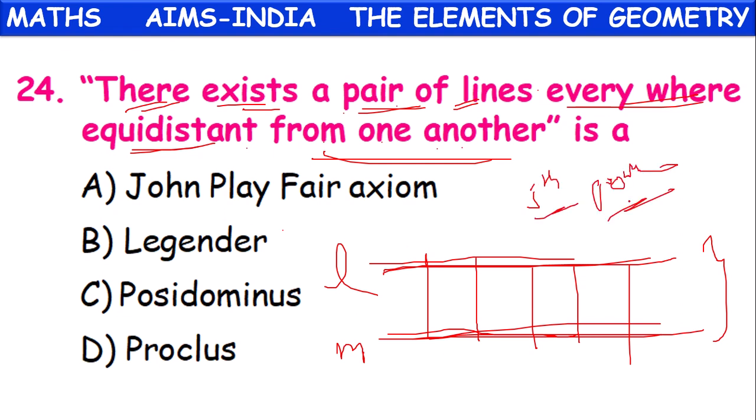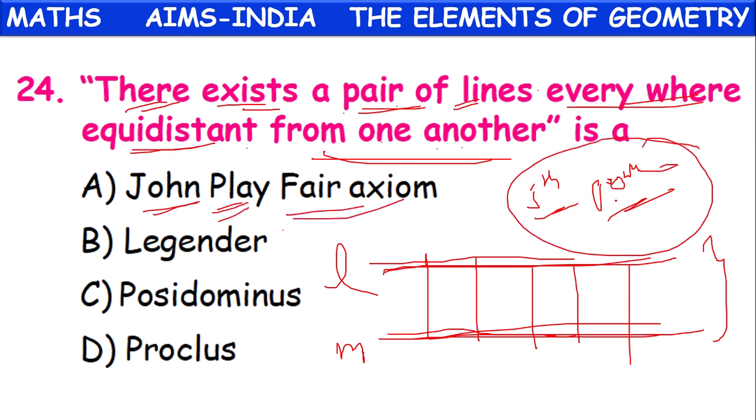postulate, or an extension of John Playfair's axiom, because based on Euclid's fifth postulate, John Playfair's axiom is there, which is the modified version of the fifth postulate. Based on that, they have given this statement. So it is John Playfair's axiom, meaning John Playfair's assumption, which needs no proof.